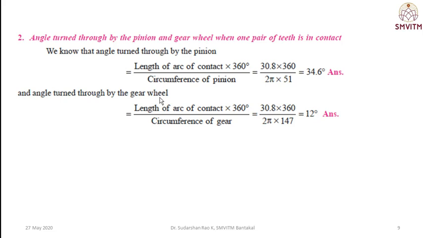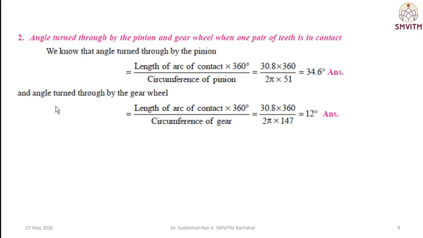The angle turned is equal to the length of arc of contact times 360 degrees divided by the circumference of the pinion, and circumference is 2 pi r. So 30.8, the length of arc of contact, into 360 degrees divided by 2.51 gives 34.6 degrees, the angle turned by the pinion when one pair of teeth is in contact.